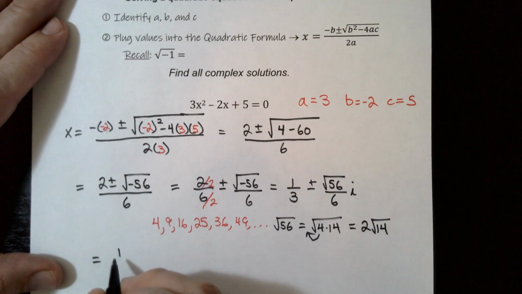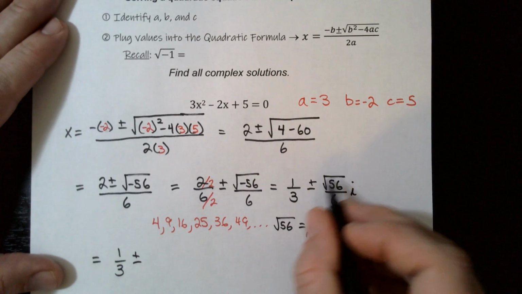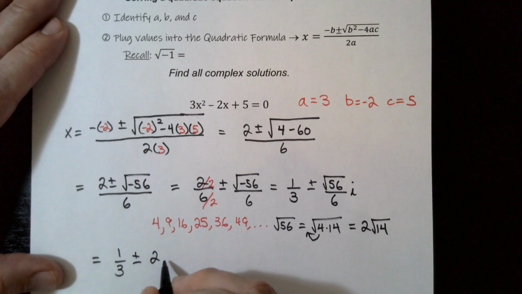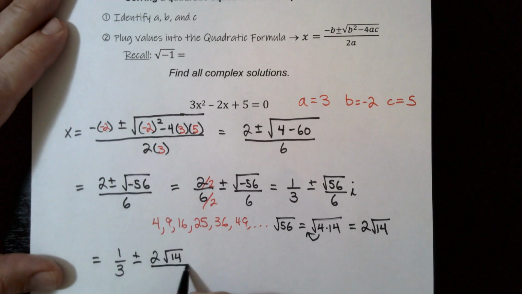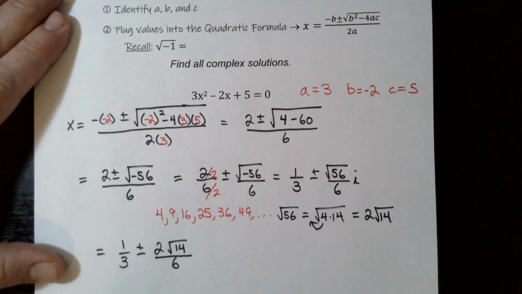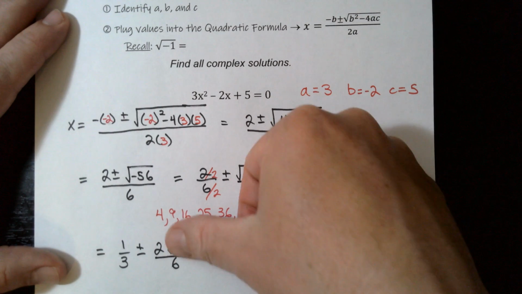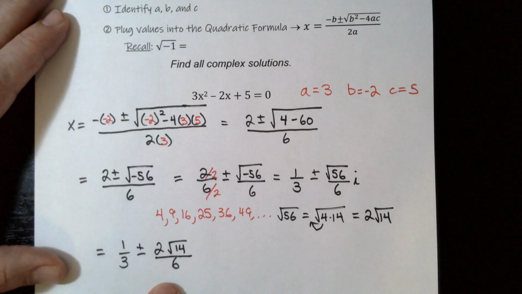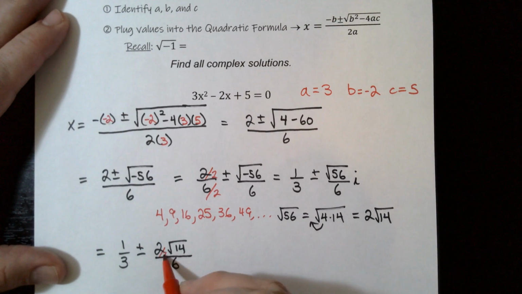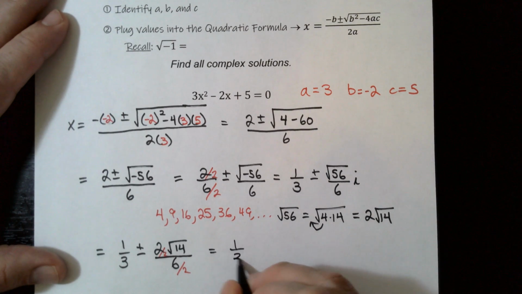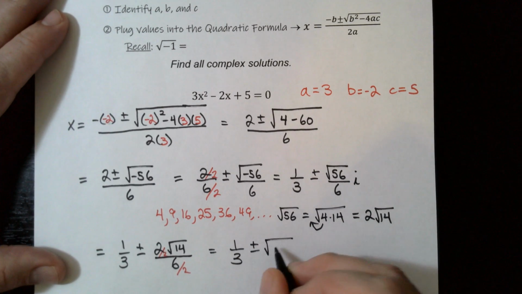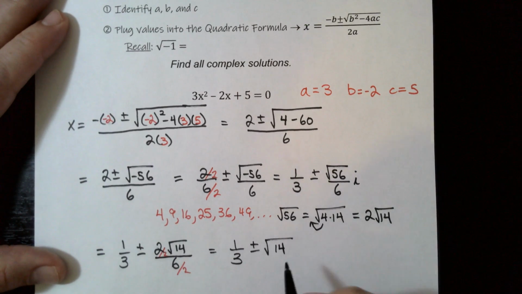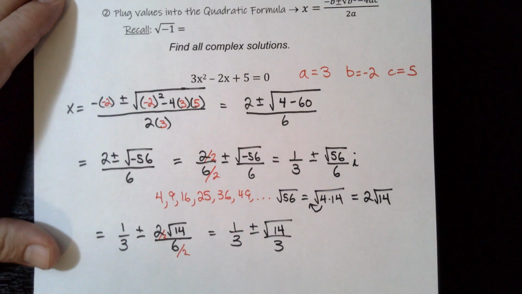So here's the 1/3 plus or minus. Instead of square root of 56, I'm going to write 2 square roots of 14, and then I'm going to divide by the 6. One more step. I need to look at this 2 and the 6, not the square root. That one gets left alone, but the 2 and the 6, I can divide both of those by 2. So let's reduce that fraction like that. And my final answer is 1/3 plus or minus the square root of 14 over... the 2 goes away, it cancels, and then 6 divided by 2 is 3. And that's my final answer. And that's it.